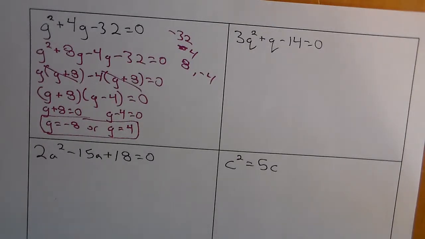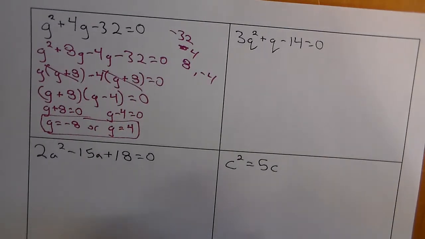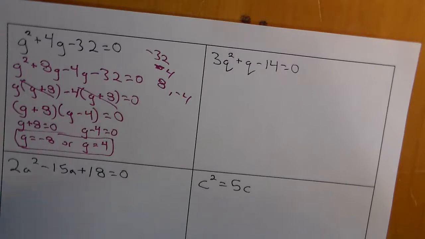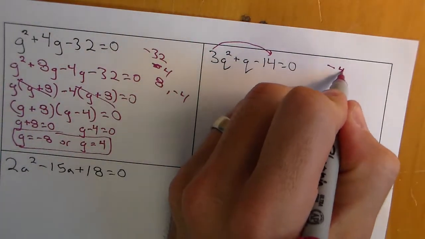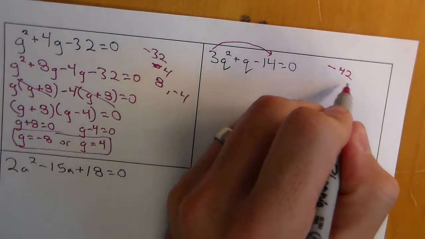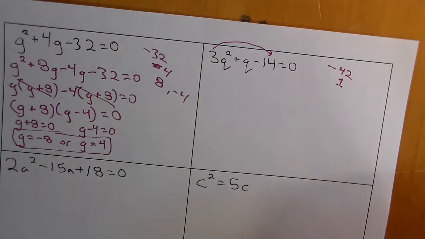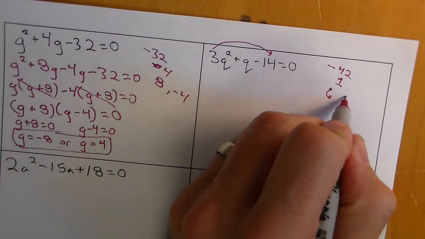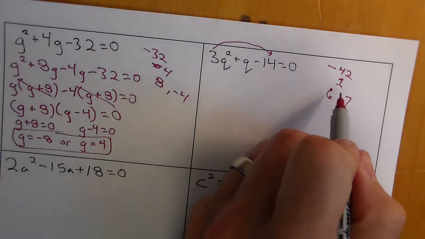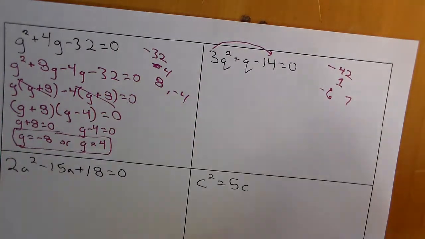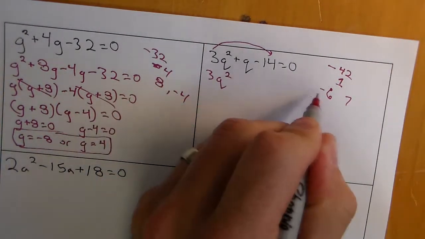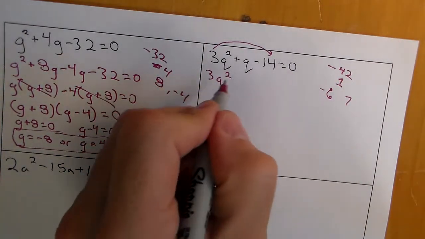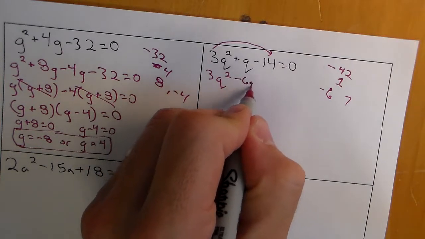Now we kind of make the factoring a little bit more advanced here. We now have that lead term. So it's 3 and negative 14 is negative 42. Negative 42, that adds to 1. So we're looking at maybe 6 and 7 sound good. If I make it a negative 6, then it adds to positive 1. So this is where we split the q to be negative 6q and 7q.